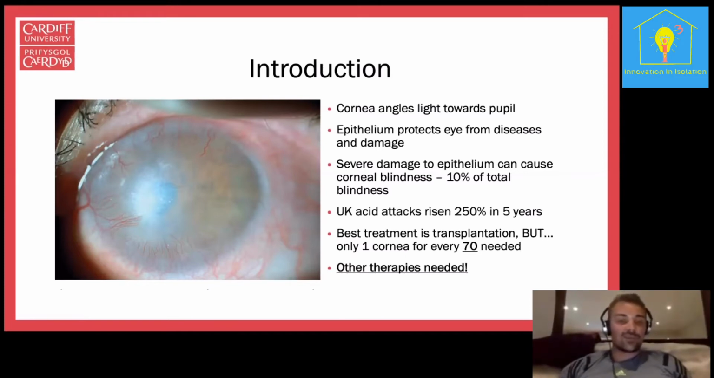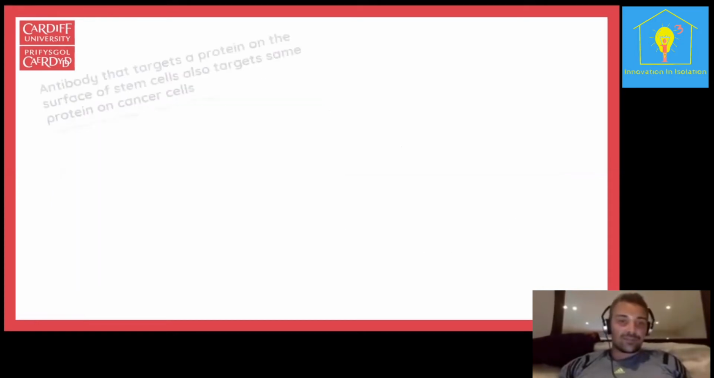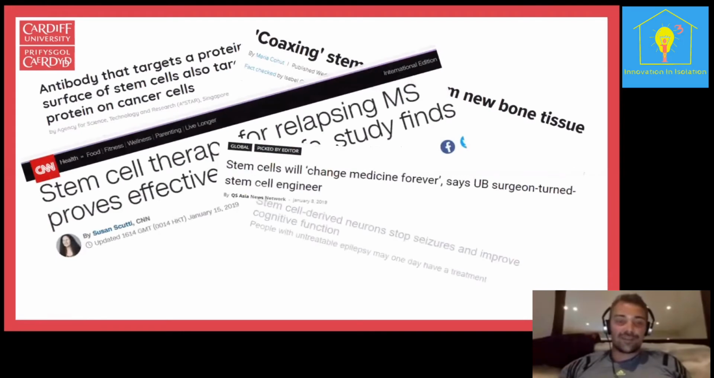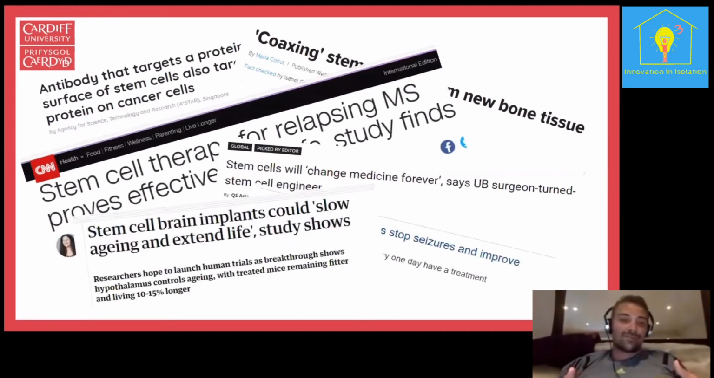So what other therapies are there? And obviously this is where we turn to stem cells. There are various things that people have looked at, but with stem cells, I'm just showing you some of these headlines here. There's a lot of hype about stem cells, and I think a lot of people think they are the be-all and end-all of curative options for cell therapies.